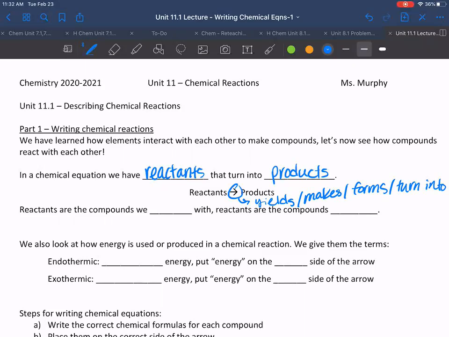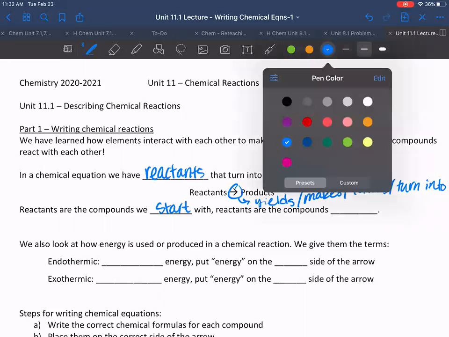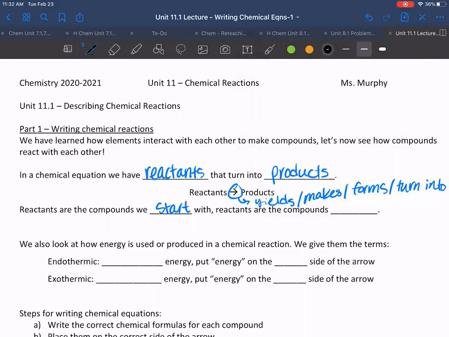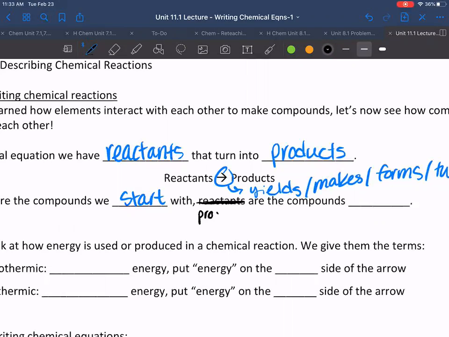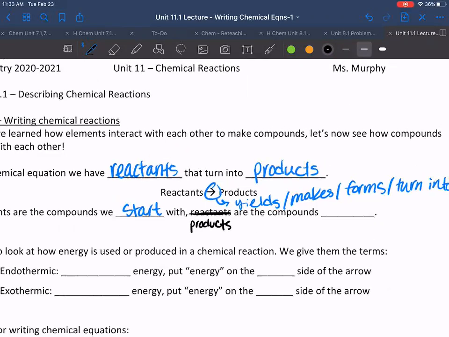But pretty much if you were reading a sentence and it says this plus this makes this, it's the same thing as if we put an arrow there. And so reactants are the compounds that we start with. And then I know it's been a while. Miss Murphy made a typo, guys. I'm off my game. So the second reactants there, this should be products. And so products are the compounds that are formed.